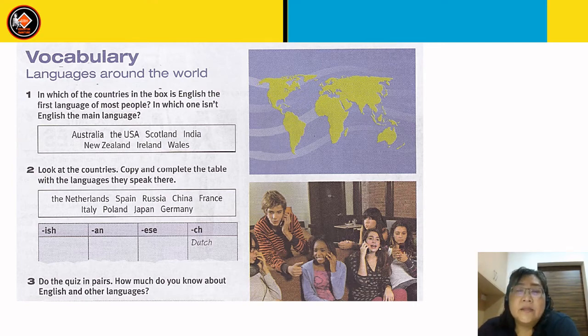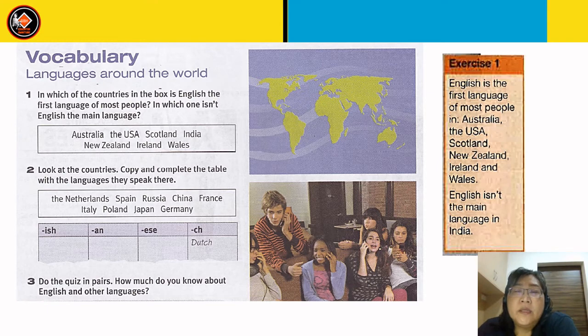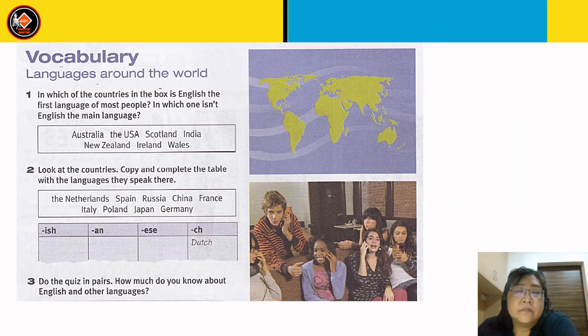Okay, so let's look at the answer. English is the first language of most people in Australia, the USA, Scotland, New Zealand, Ireland, and Wales. English isn't the main language in India. So now let's look at number 2. Look at the countries. Copy and complete the table with the languages they speak there.